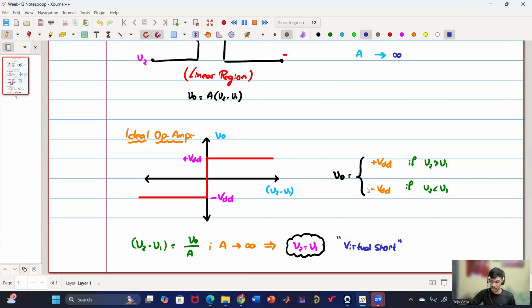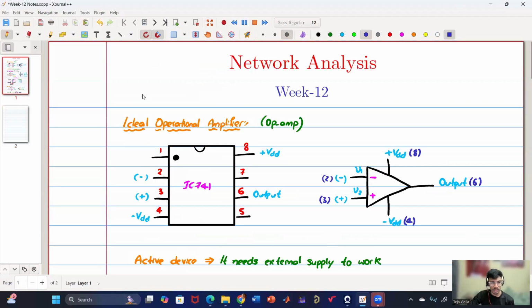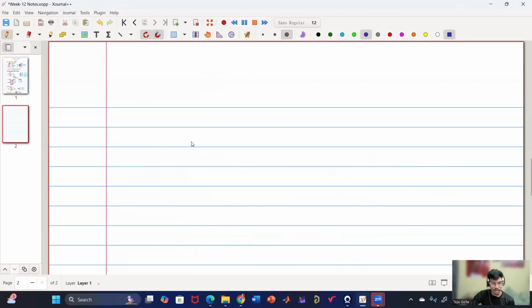Now we'll deal with some standard circuits called the inverting amplifier, non-inverting amplifier, and differential amplifier. We'll be using this result, V2 equal to V1, and then we'll try to understand the inverting, non-inverting, and differential amplifiers. So we can proceed, or do you have any queries? No queries? Okay, someone has mentioned no, sir. Okay. So now we'll start with the inverting amplifier.